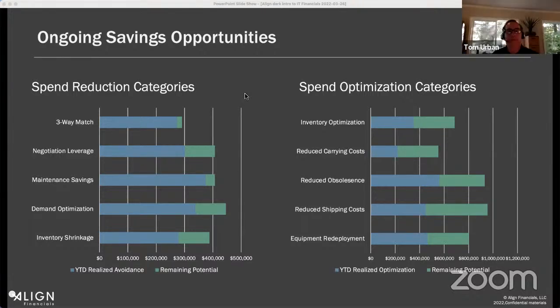Oh, absolutely. The other thing that I want to call out, particularly when we have this slide still up, is we've got 5 knobs, categories, if you will, right, of spend reduction, and 5 categories of spend optimization.